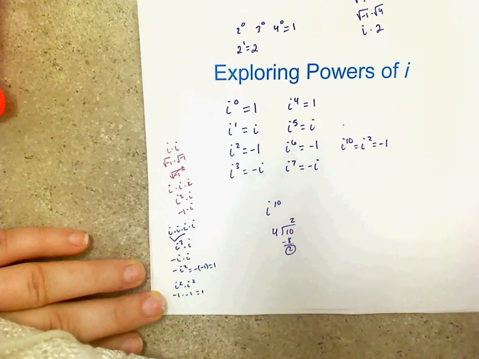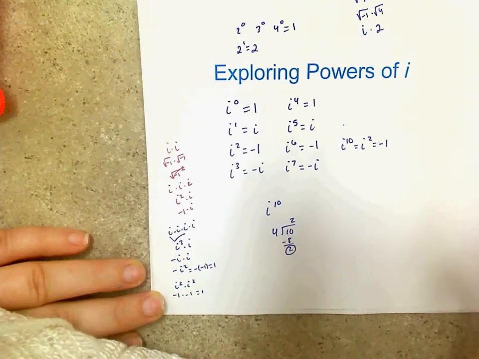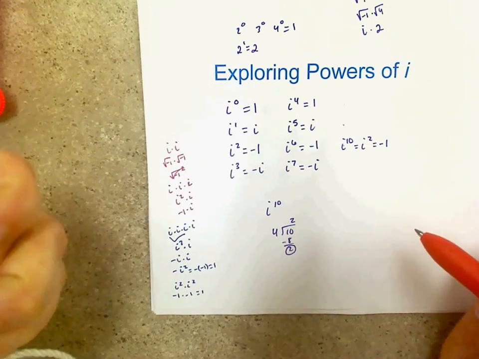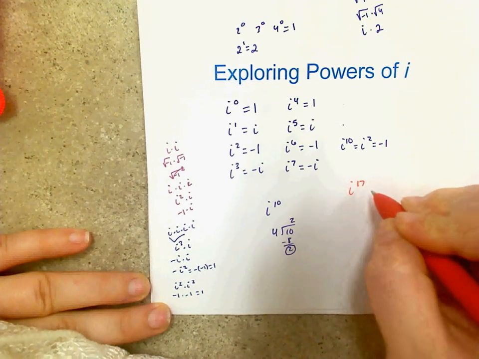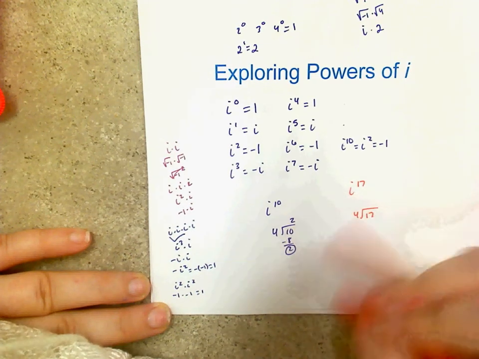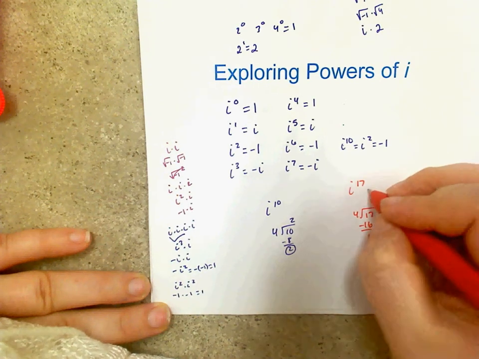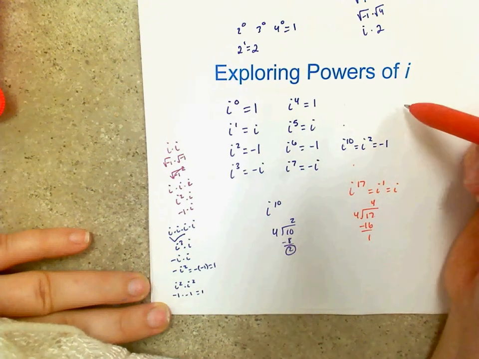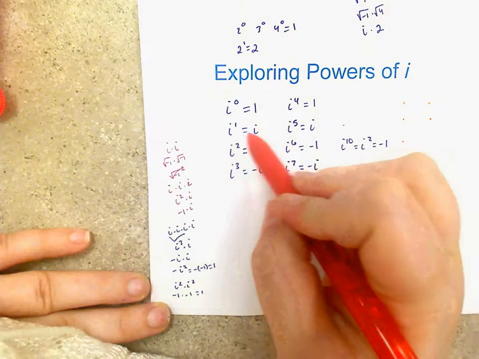Since the pattern is every 4, you can really figure it out by what remainder you have left when you divide. So i to the 17th. What I'm going to do is I'm going to say, well, how many times does 4 go into 17? 4 times 4 is 16, remainder 1. So that's the same thing as i to the 1st, which is just i. And we can count that out: 10, 11, 12, 13, 14, 15, 16, 17. So i to the 17th is the same thing as i to the 1st.